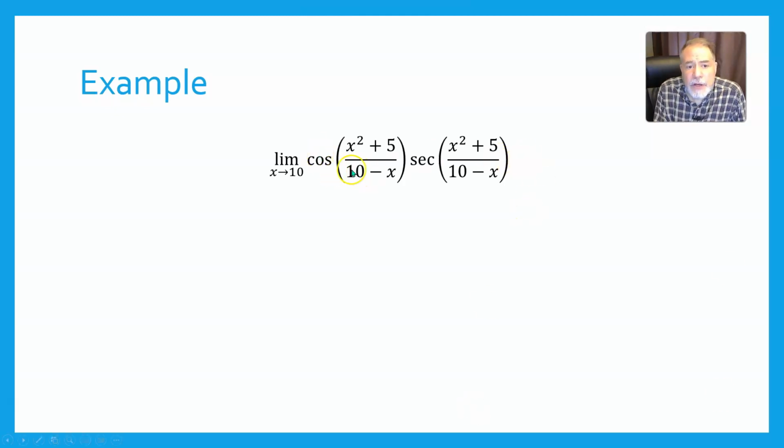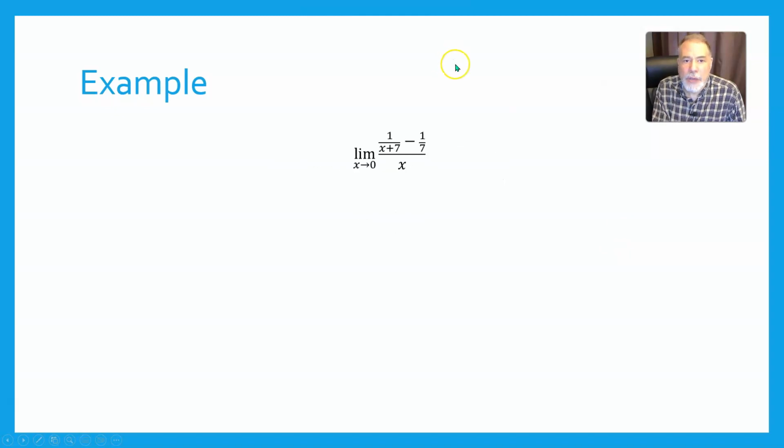And so this function here is the exact same thing as the constant function 1 for all x close to 10. And since they're the same function, they have the same limit, and that limit is 1. Okay, how about this example?